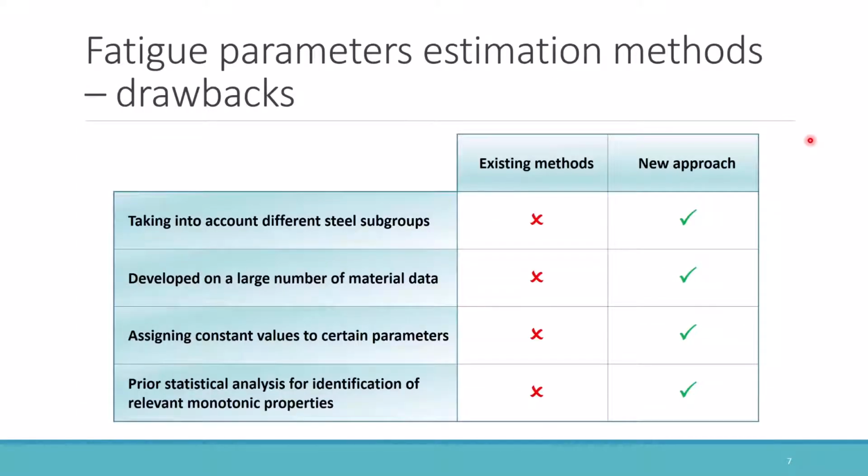So I mentioned two drawbacks of existing methods, but I will mention two more. First, they are developed on a small number of data sets, some even on only 16 data sets, which is really low, and there is no prior statistical analysis for identification of relevant monotonic properties. So we suggested a new approach that takes into consideration all these four issues.